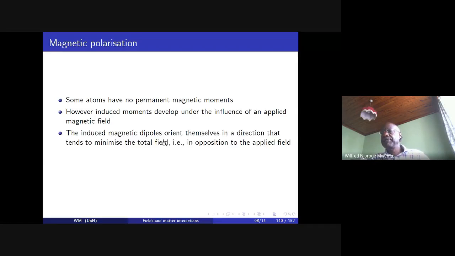Some atoms may have no permanent magnetic moments, but induced moments will develop under the influence of an applied magnetic field. The induced magnetic dipoles will orient themselves in a direction that tends to minimize the total field. That is, they'll try to be in opposition to the applied field. And the materials or atoms with such properties will then be described as diamagnetic.